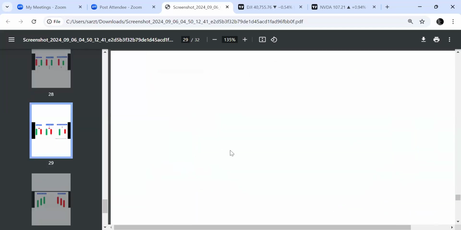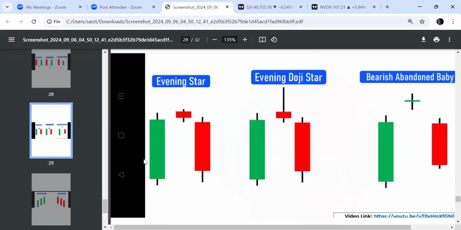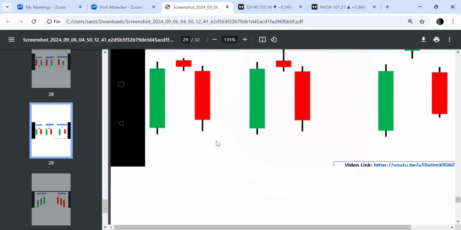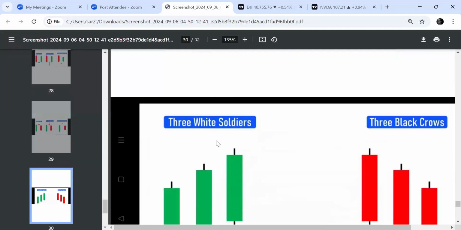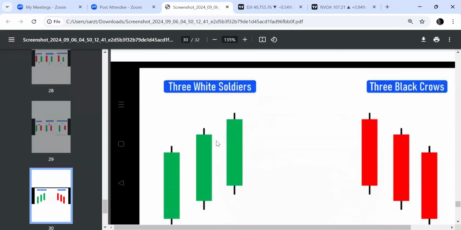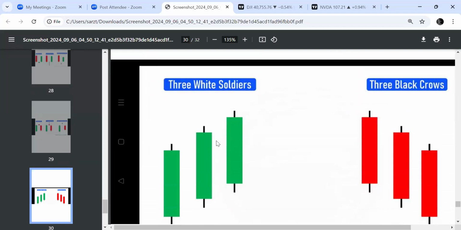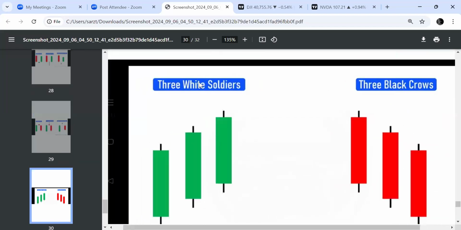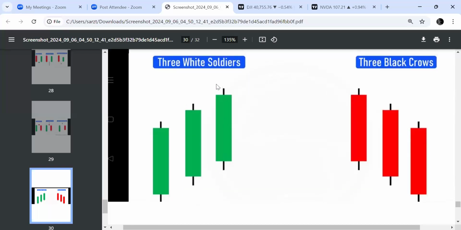And again, in the evening star, when the price is increasing, a green candle forming is not a big deal. But if a red candle forms, and again it gives us confirmation, it indicates bearishness. And at last, this is the last, we have three white soldiers and three black crows. We call it white because in previous days a green candle was drawn in white color, and a red candle in black color. So we call them three white soldiers and three black crows.